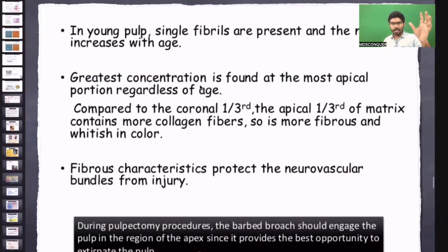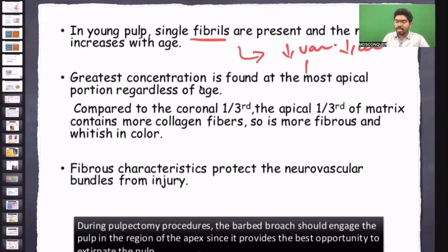So in young pulp, we already discussed type 3 will be more. In young pulp, normally single fibrils will be there. As age increases, what is going to happen? The vascular content decreases, meaning the cellular content decreases, and the fibrous content increases, so the pulp becomes more fibrous. Greater concentration is found in the most apical portion when compared with the coronal and middle 1/3. The apical portion is going to have more collagen. As age increases, collagen increases. As you move from top to bottom, in the apical 1/3 the collagen will be more.